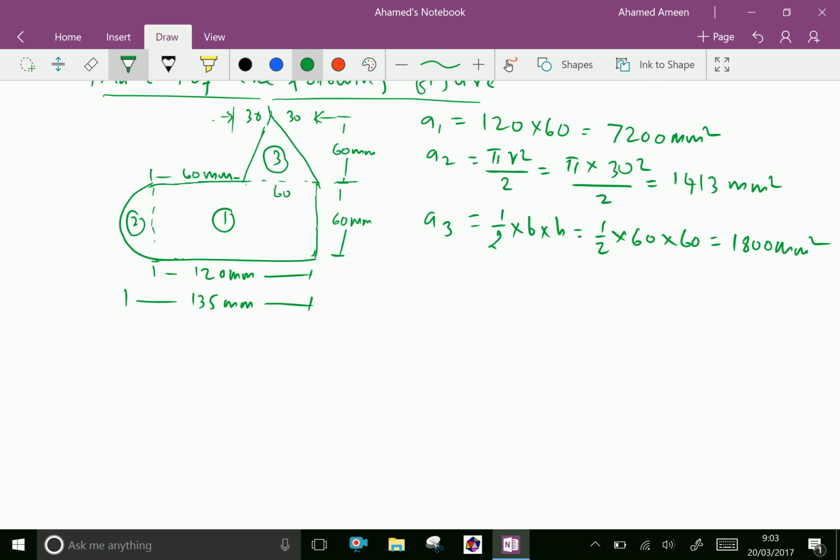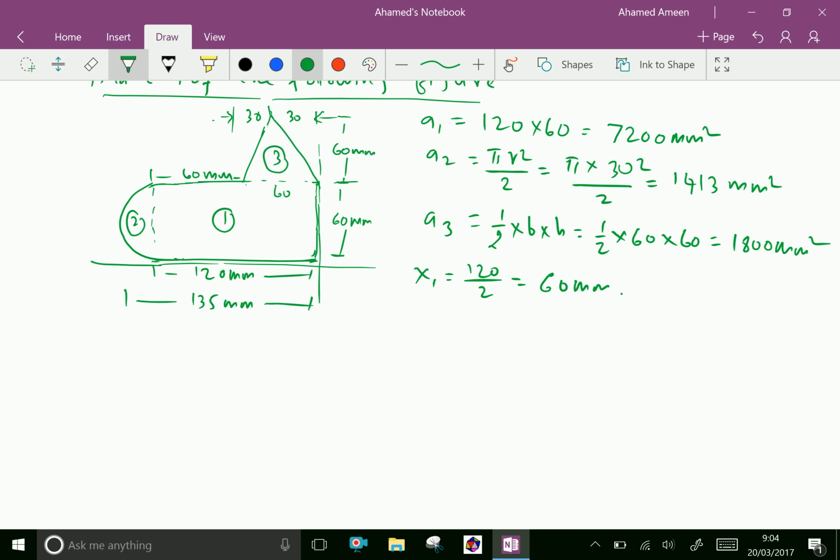Now consider this line as a reference axis. So first we calculate, we keep the reference axis here and here. Now x1 is 120 divided by 2, equal to 60 mm.